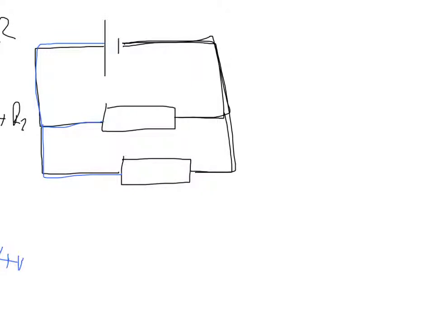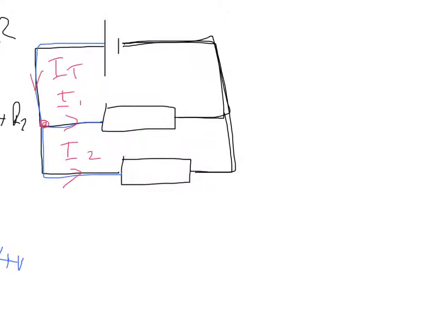Okay, so let's have a look at what the implications are for the current for this circuit. Well, if we look at it, we've got a current coming out of our cell. We'll call that the total current, and that flows to this junction here where it will split, and we have some of the current travelling down here, we'll call that I1, and we've got some of the current travelling down there, which we'll call I2.